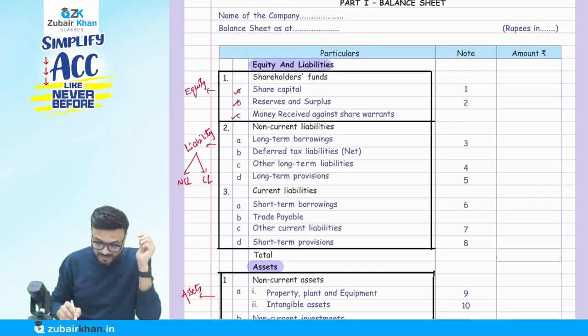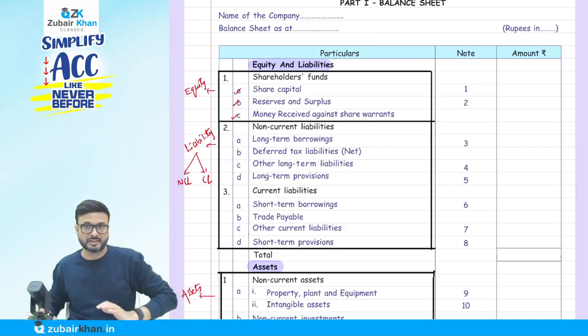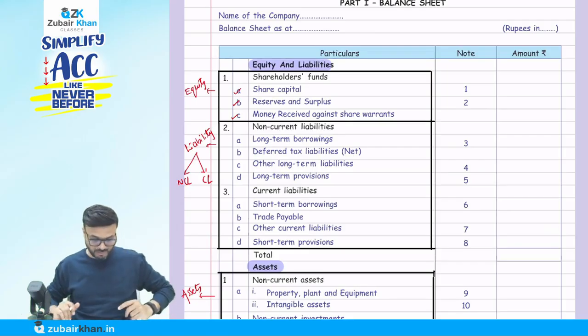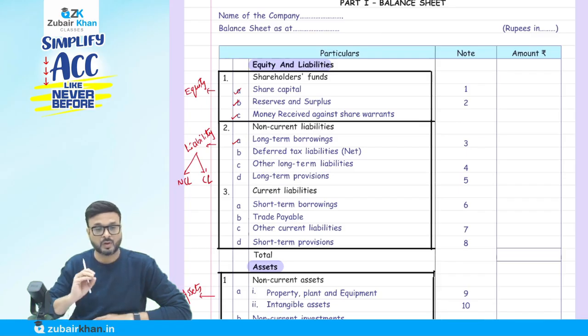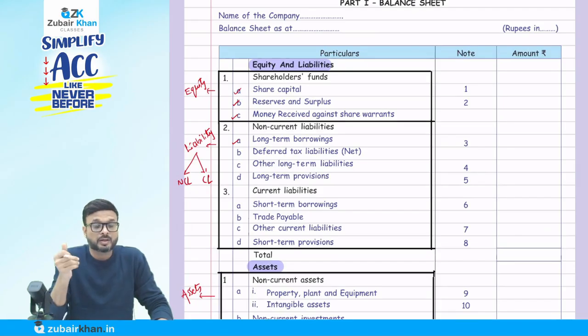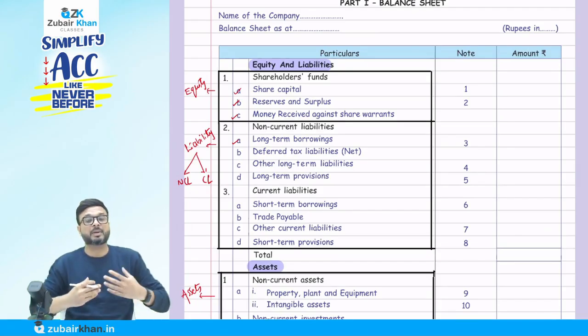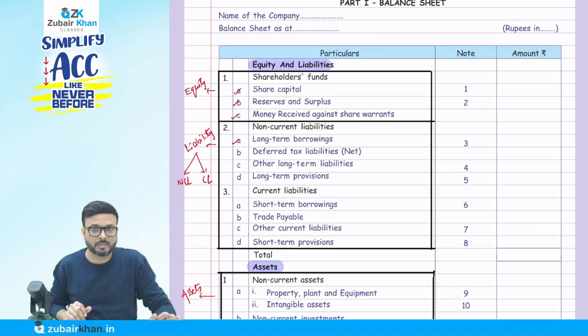So as you can see, in non-current liability we have long-term borrowings, deferred tax liability, other long-term liabilities and long-term provision. We'll discuss all these points, but let me go one by one. Long-term borrowings. No need to learn anything. When we talk about long-term borrowing, it means I have taken a certain loan and I'm liable to pay after 1 year.